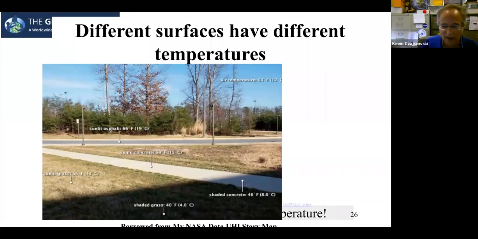So we want to study these things. So students could study a very simple question. How is the grass a different temperature than the asphalt or the concrete? Or how is the shade different than the sunlight? Next slide.